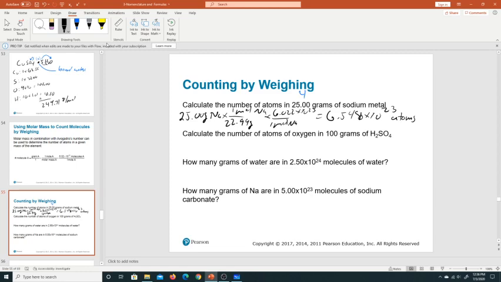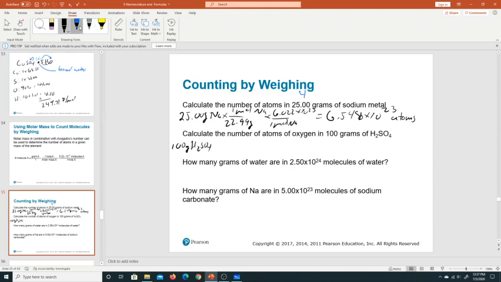Alright, so again, if this was sodium chloride, we would just say we need the molecular weight of sodium chloride down here, and the problem would be exactly the same otherwise. Calculate the number of atoms of oxygen in 100 grams of H2SO4. It's a little bit different.